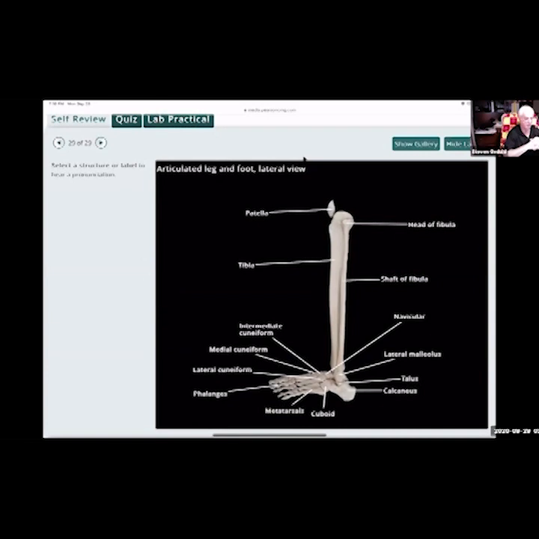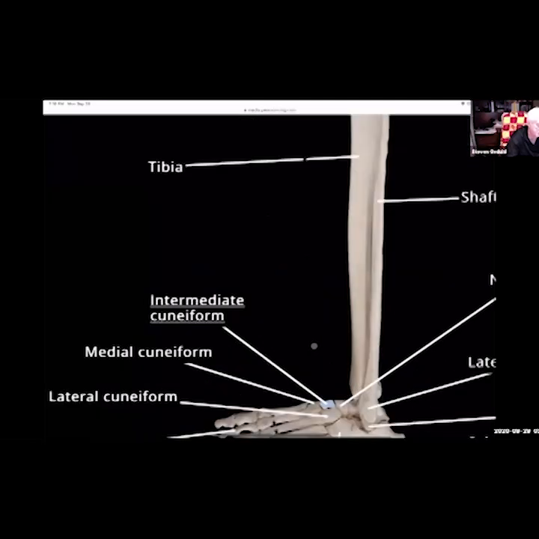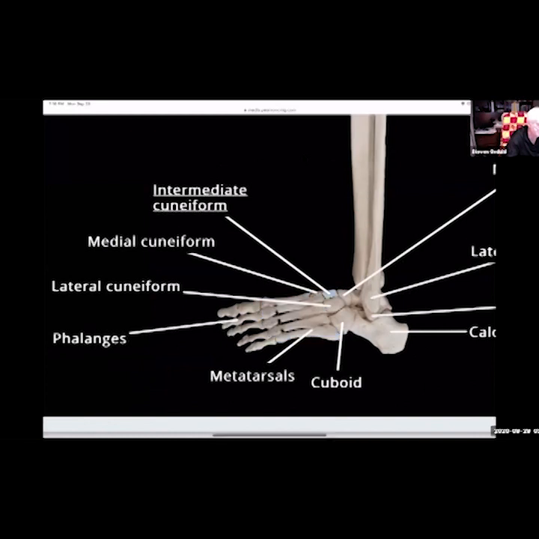This is a lateral view looking at the side of it. You can see the patella. You can see the tibia, bones of the foot. You see the intermediate cuneiform. You see the medial cuneiform to the medial side, and the lateral cuneiform to the lateral side. You can see the phalanges, metatarsal bones, and the cuboid bone of the foot.